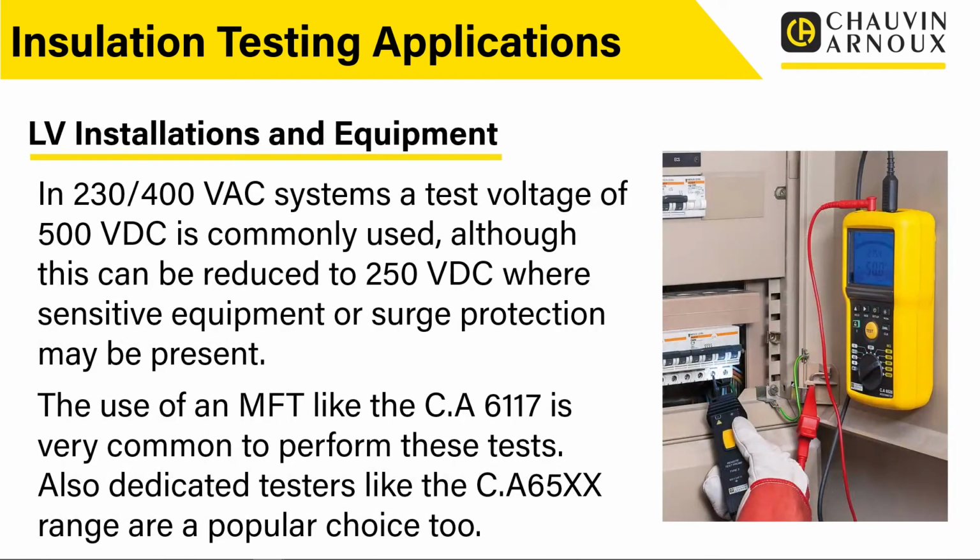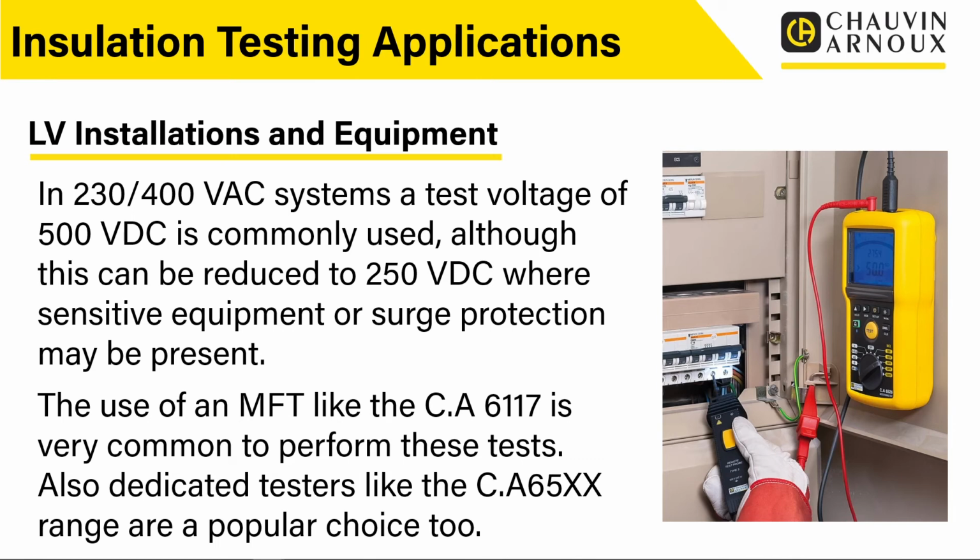So the next application we're going to look at is low voltage installations and equipment. What we're talking about when we say low voltage installations and equipment is really the normal wiring systems you're going to be coming across on a daily basis in domestic, commercial and industrial situations, the normal low voltage wiring and equipment. So in 230 or 400 volts AC systems, a test voltage of 500 volts DC is commonly used, although this can be reduced to 250 volts DC where sensitive equipment or surge protection may be present.